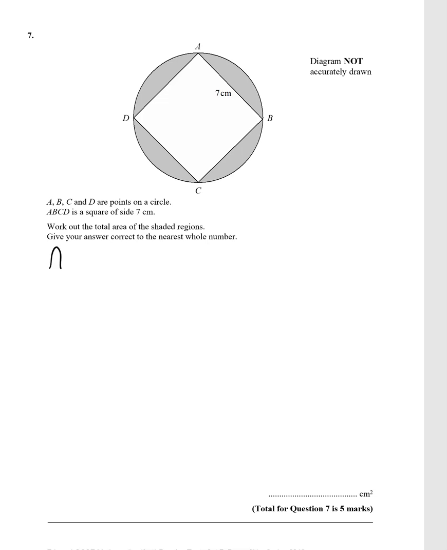So, area of square, always tell the examiner what you're doing, is basically going to be 7 times 7. So 49 centimetres squared. Right, I've just spotted a problem because we don't actually know the radius or the diameter of our circle. So let's actually work it out.